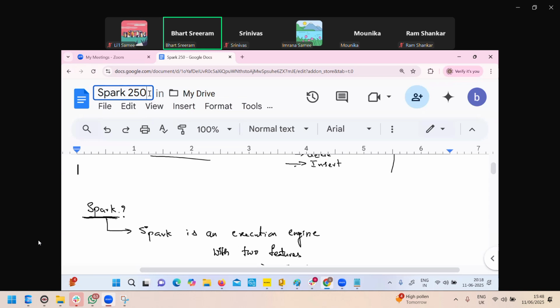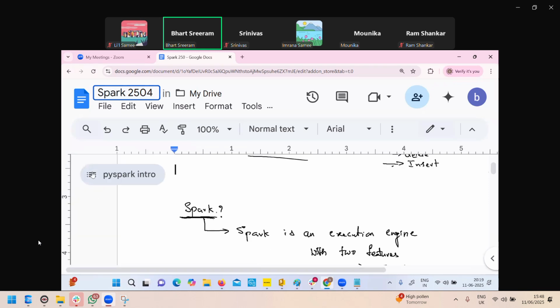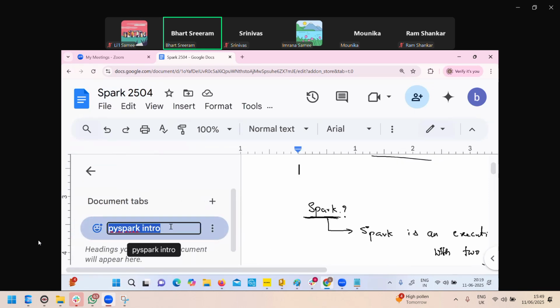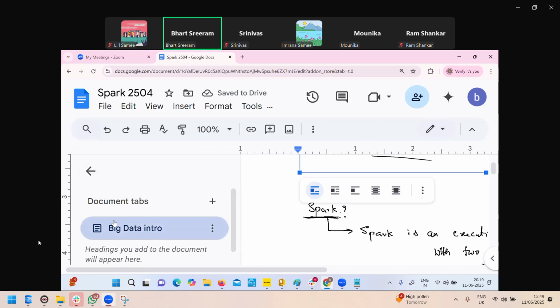So the entire Spark course, I will keep in this document only. Suppose this is day 1. The major agenda is big data intro. That's all the things about big data intro. Tomorrow's session I will add as a separate tab. Our entire Spark course will be in this single documentation. Just go through this. Wait, sir, I'm going to share.